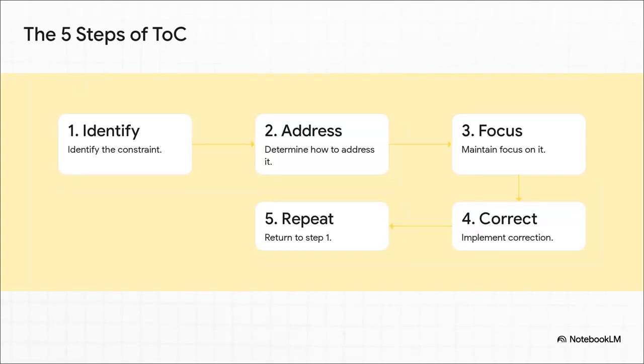And the great thing about TOC is it gives you a clear 5-step playbook. First, you identify that constraint. Step 2, you figure out how to address it and squeeze every last drop of performance out of it. Third, you focus every other part of the process on supporting that constraint. Fourth, you correct the issue. Maybe that's a new machine, a process change, whatever it takes.